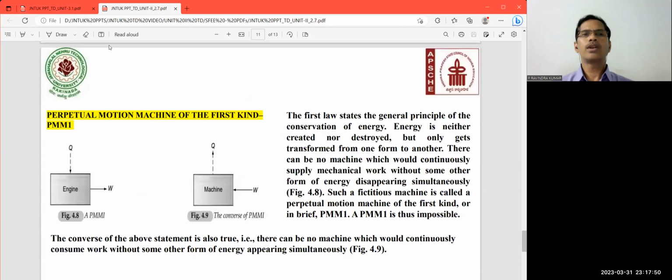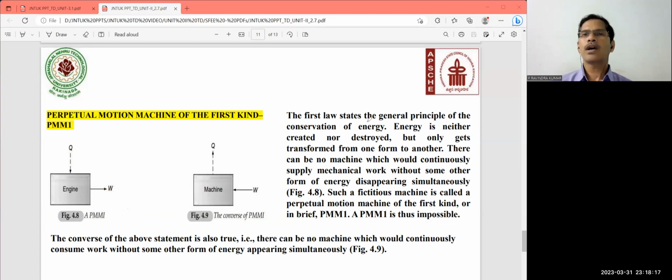Then you need to study the perpetual motion machine of the first kind and the perpetual motion machine of the second kind. The perpetual motion machine of the first kind is a system which continuously produces work output by extracting heat from a single reservoir. But practically it is not possible. That's why PMM1 is impossible.